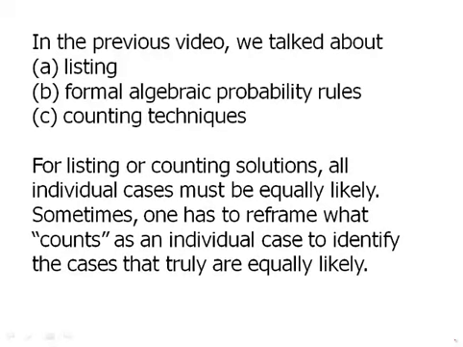Sometimes one has to reframe what quote-unquote counts as an individual case to identify the cases that are truly equally likely. So for example, suppose you're rolling two dice. You want to know the probability of getting a 7. Well, a not very good way to frame this would be to say, you roll two dice, you can get anything from a 2 to a 12. That's 11 possibilities. Getting a 7 must be 1 out of those 11.